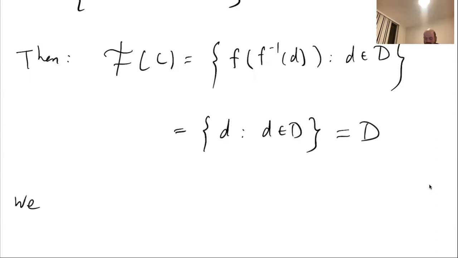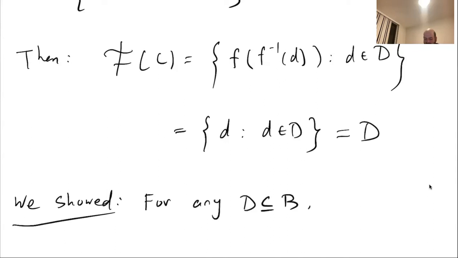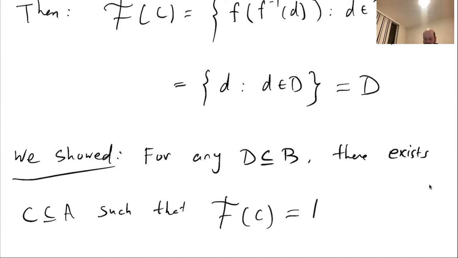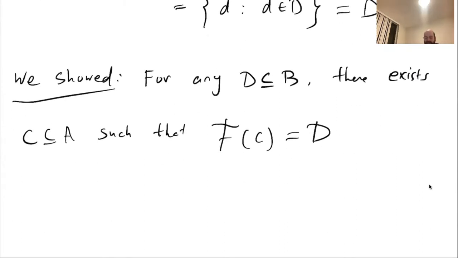So what did we show? We showed that for any D as a subset of B, there exists C as a subset of A, such that curly F of C is equal to D. And this means curly F is onto.